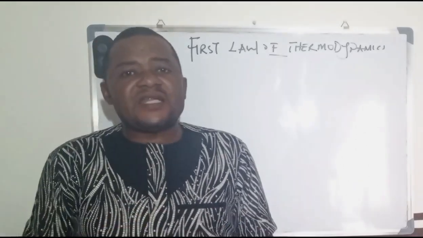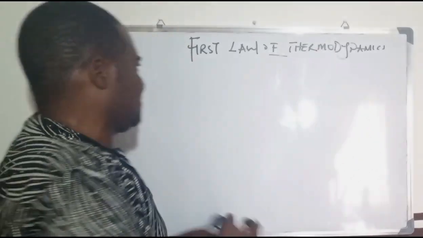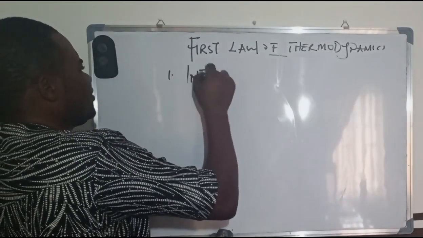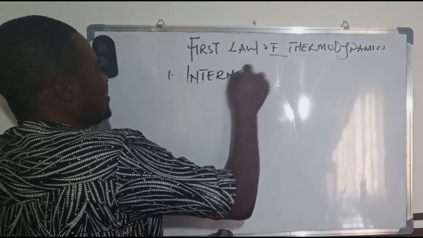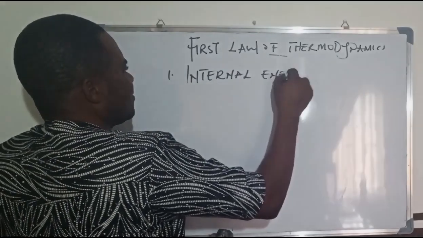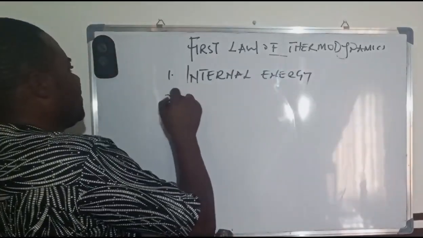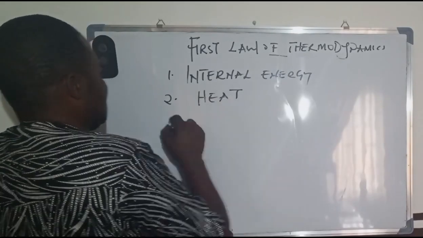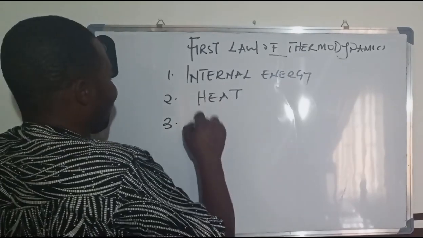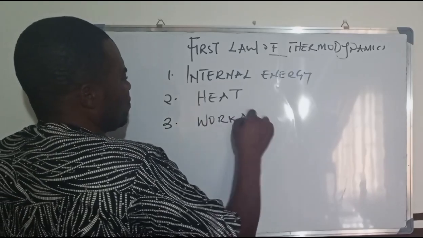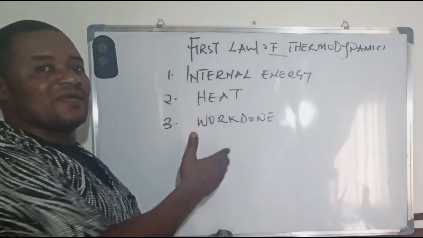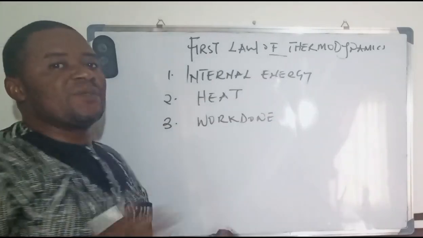So the first law of thermodynamics is built on three parameters. It's built on internal energy, it is built on heat, and it is built on work done. These are the three parameters that define the first law of thermodynamics.